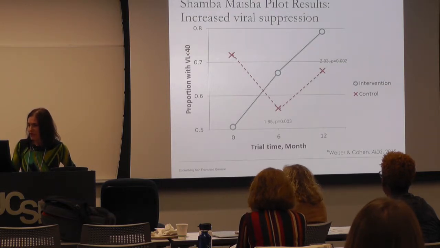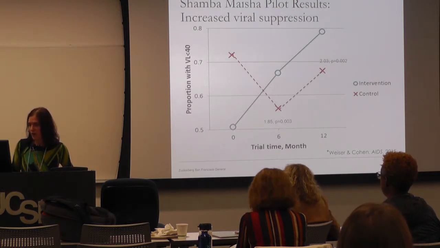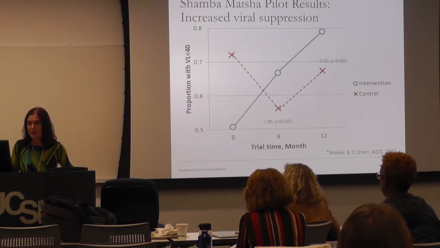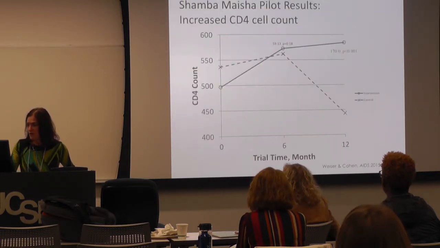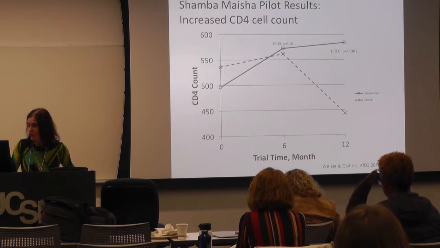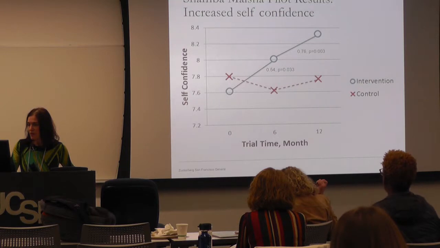However, by 6 months, these trends reversed, and by 12 months, you could see that these statistically significant improvements in viral suppression persisted, and this was the first trial, to our knowledge, to look at impacts of a livelihood intervention on HIV clinical indicators. We saw very similar and parallel statistically significant improvements in CD4 cell counts in the intervention compared to the control group. And as a measure of empowerment, we also saw statistically significant improvements in self-confidence.